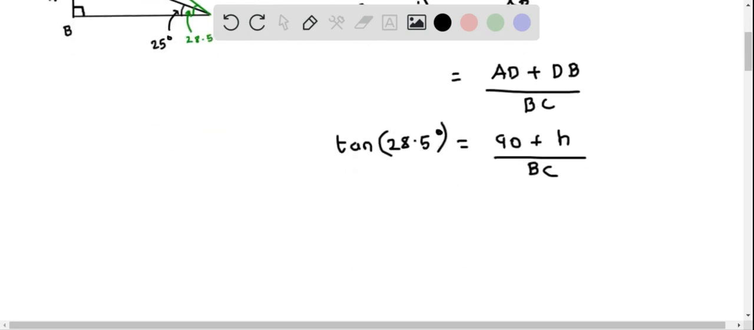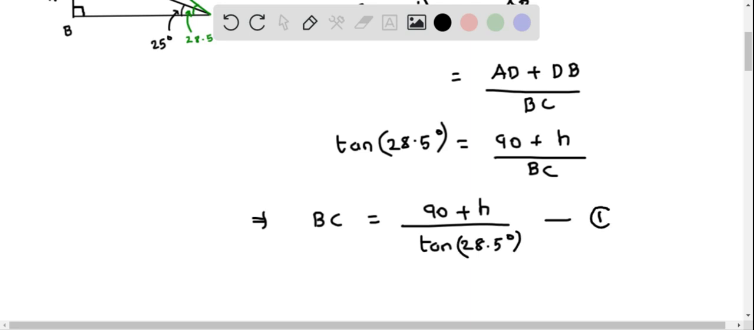Now we will solve for BC from this equation. So first we cross multiply, or we multiply both sides by BC, and then we will get BC times this tangent ratio equals 90 plus H, and then we divide both sides by the tangent of 28.5 degrees and solve for BC. And doing that we get BC equals 90 plus H over the tangent of 28.5 degrees. And let's say this is equation number 1.